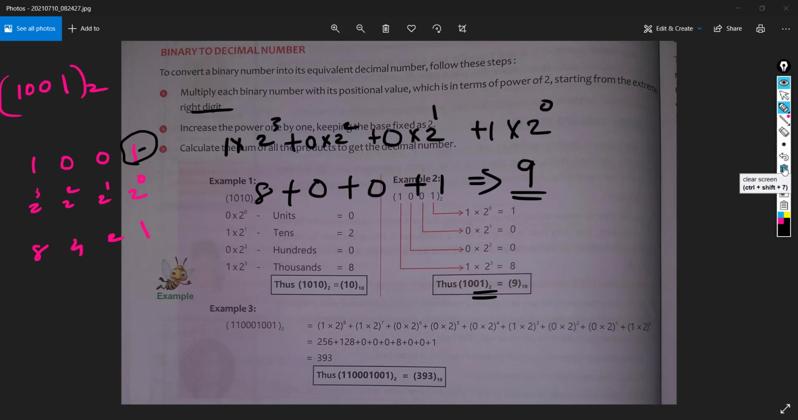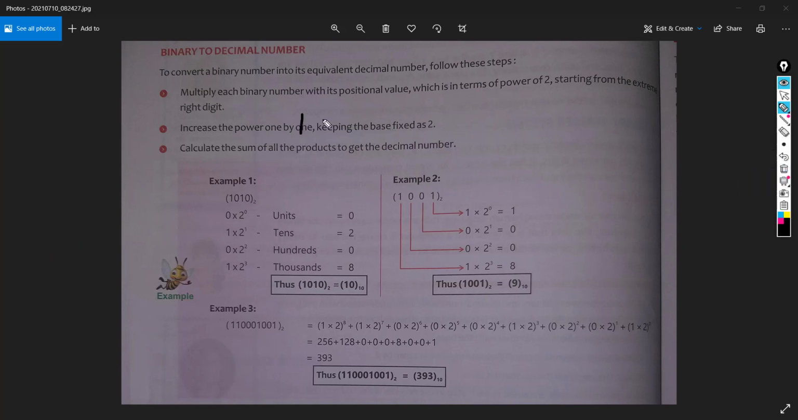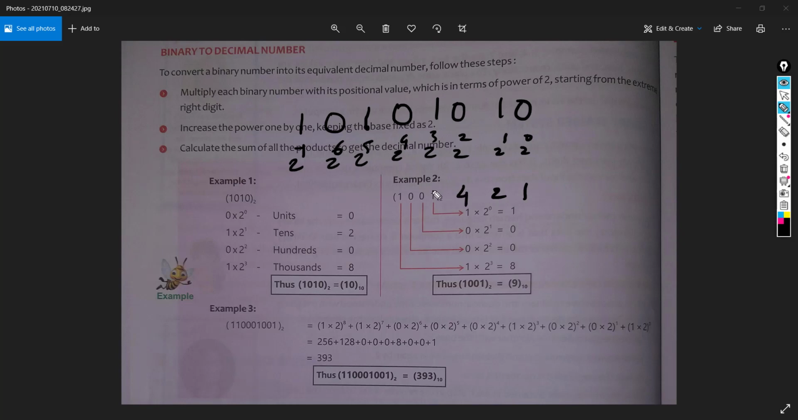I hope you could understand. Suppose there are several ones, suppose 10101010. What are its positional values? Same: 2 raised to 0, 2 raised to 1, and the power increases by 1 in each position: 2 raised to 3, 4, 5, 6, 7. 2 raised to 0 is 1, 2 raised to 1 is 2, 2 raised to 2 is 4, 2 raised to 3 is 8, 2 raised to 4 is 16, 2 raised to 5 is 32, 2 raised to 6 is 64, 2 raised to 7 is 128.